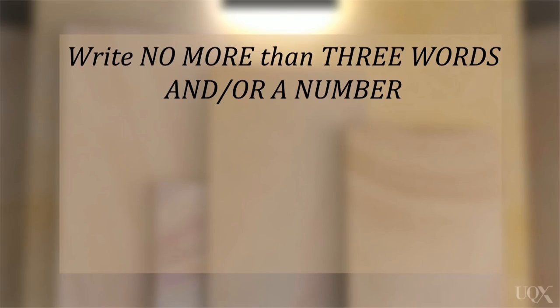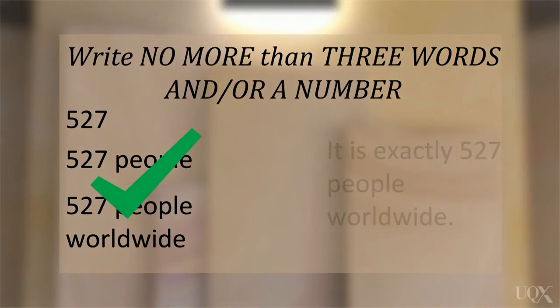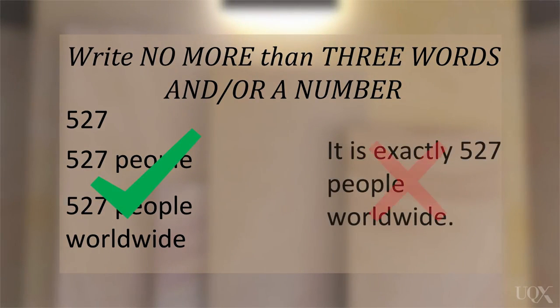So, for question 11, the following answers would fit the word limit, although just be aware that these examples may be wrong in other ways. This is one number. This example is two words and or a number, so that's okay. And this is three words and or a number, which again fits the word limit. But on the other hand, this would not fit the word limit, and your answer would be marked wrong. So obviously, you want to avoid losing points by following instructions.